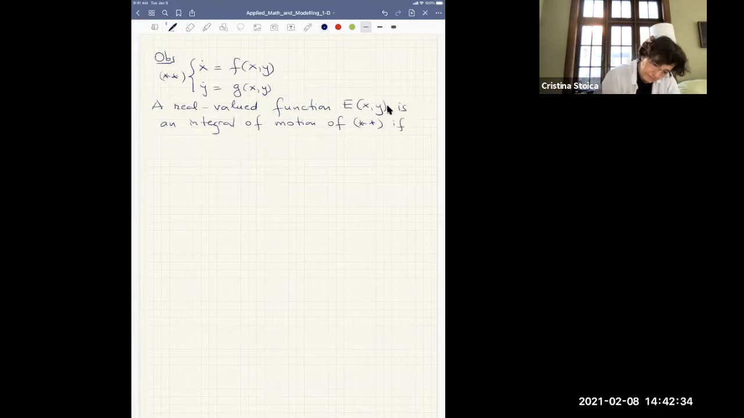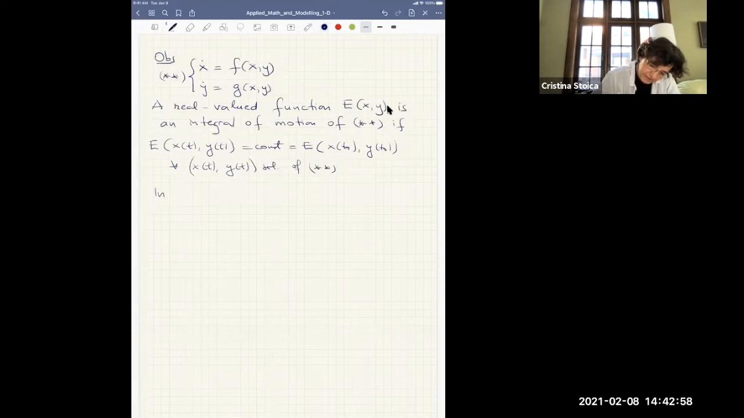if E of x of t, y of t is constant, is E at t naught, x naught and y naught, like what we did on the other page, for any x of t, y of t solution of double star.